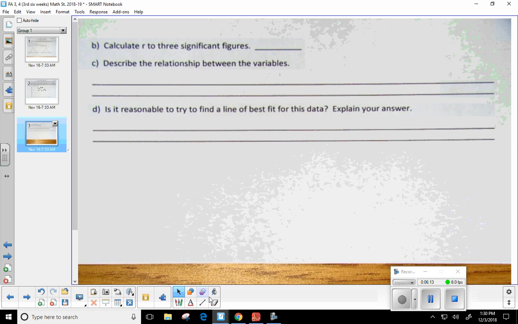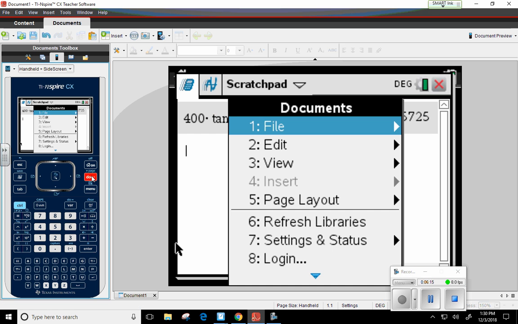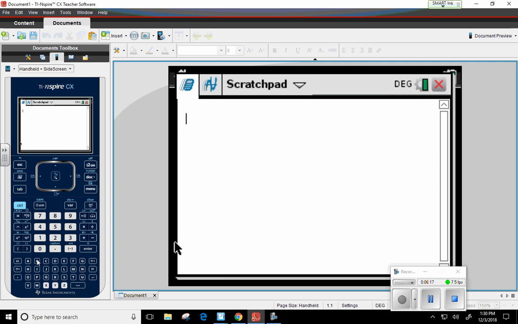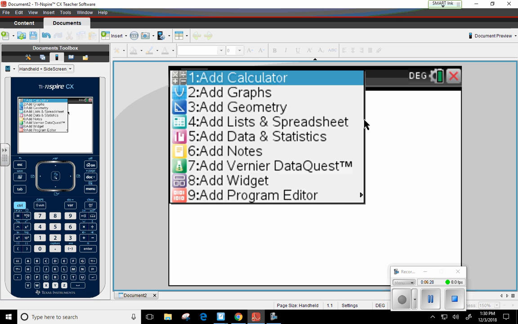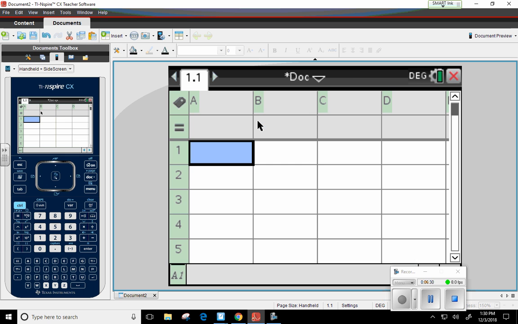Okay, so let's see here. That is a tangent expression. We don't need that. So how would I do this? How do I put in bivariate data? Okay, so list and spreadsheets. So I'll click 1, list and spreadsheets.